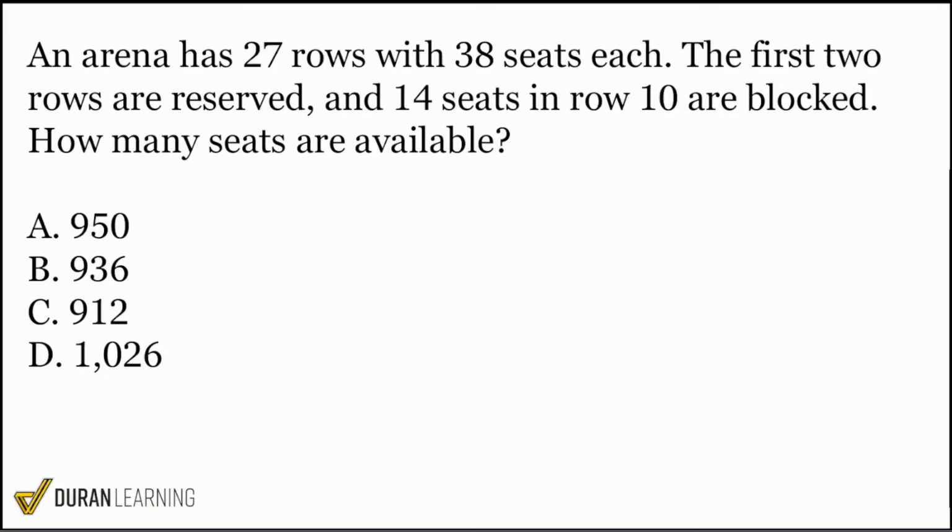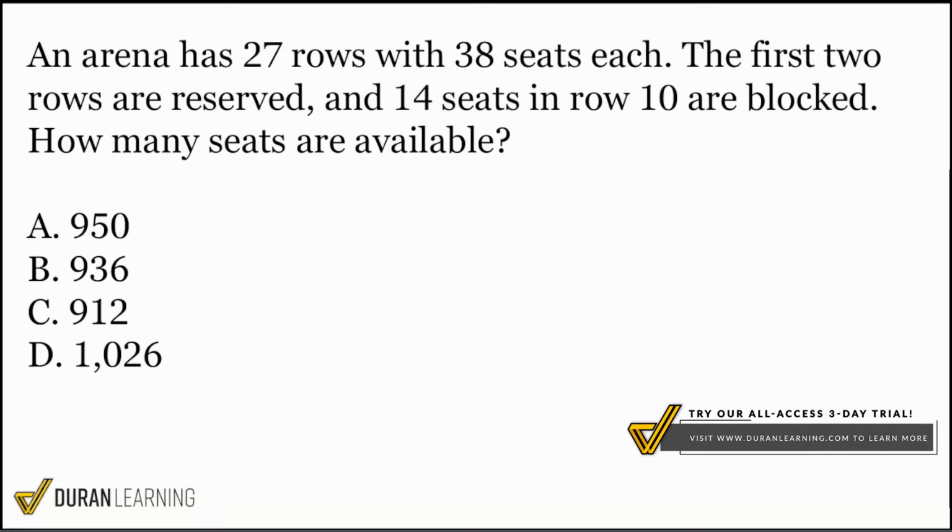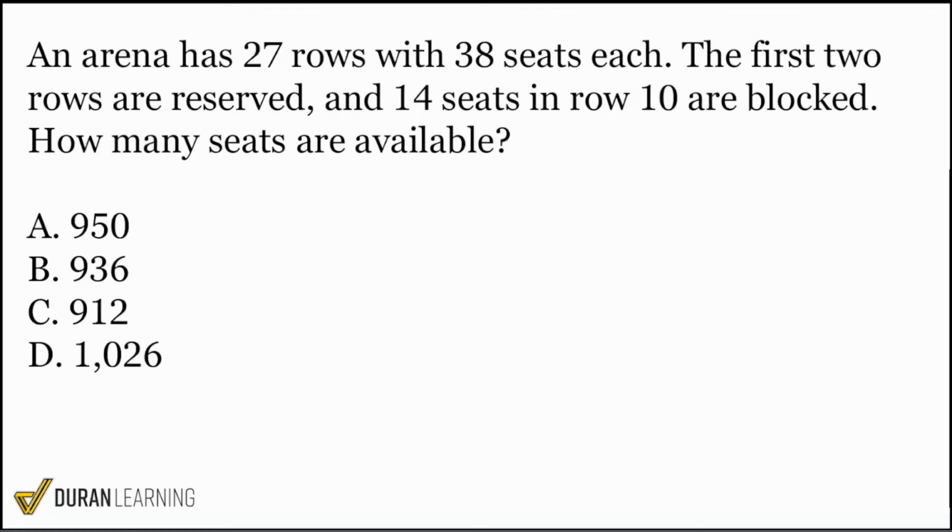And when we think about availability versus unavailability, we might be thinking of subtraction to think about how many are available. Because if you think about how many total seats are available and you subtract how many are taken or unavailable, you'll get how many are actually available. So let's give that a shot here. So here we are. An arena has 27 rows with 38 seats each.